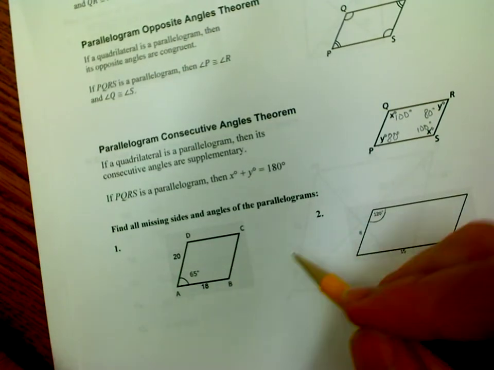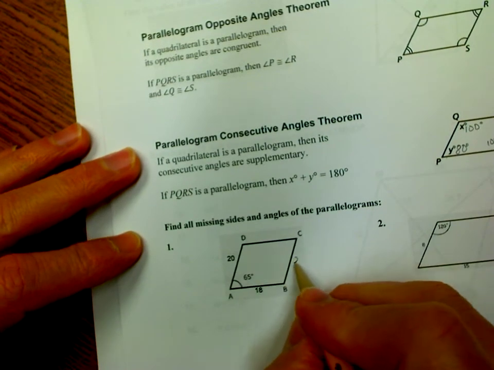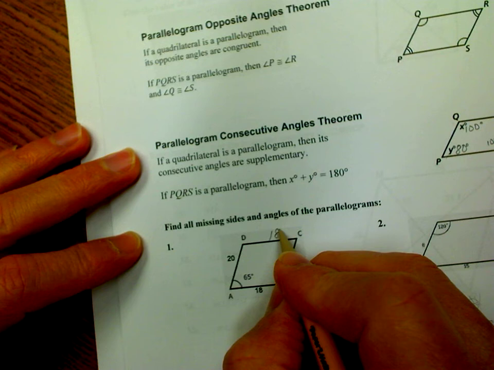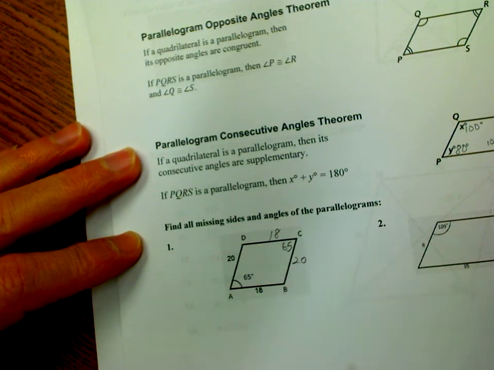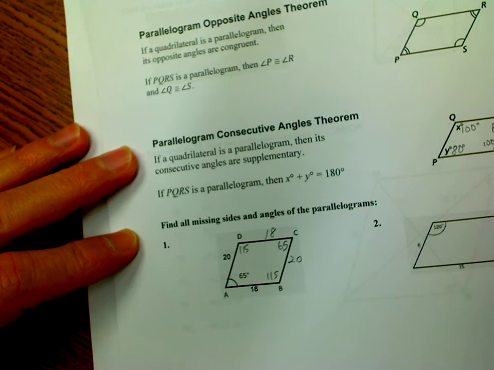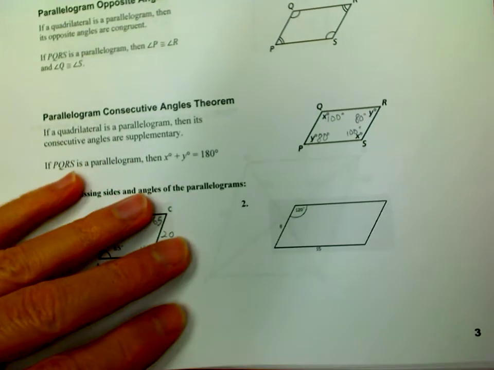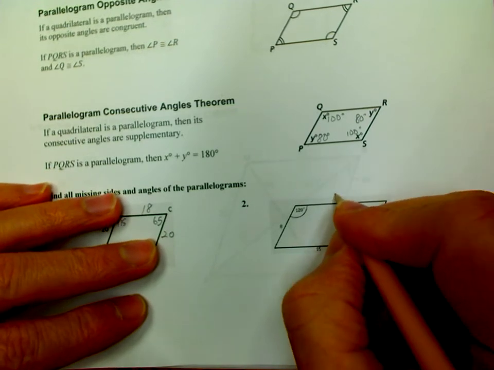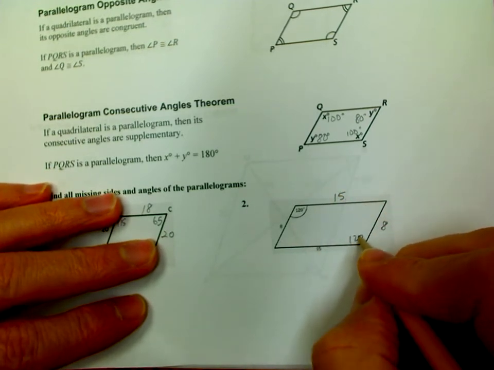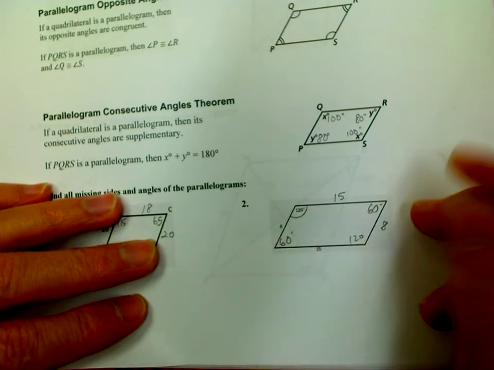So in this one, it says find all the missing sides and angles. Obviously 20, 18, 18, 65, across from that 65. And then to make 180, that'd be 115. Go ahead and do the next one on your own. Hope you did that. These would be 8 and 15. 120s for the opposite, and then 60s to make 180.